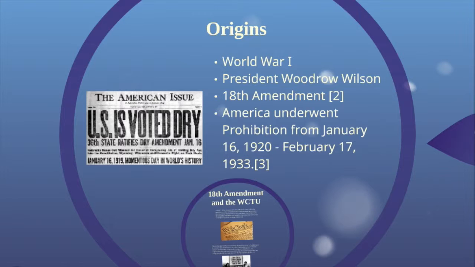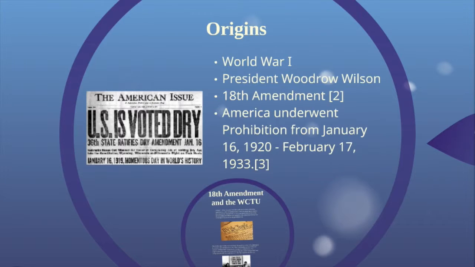The big question is exactly how did this come about? Well, it was drafted after World War I when Woodrow Wilson was president. He created the 18th Amendment, which officially ended the selling, manufacturing, storage, and transportation of alcohol and any alcoholic beverage.